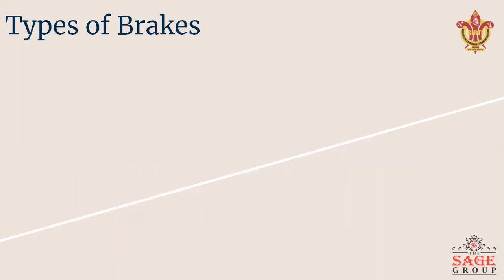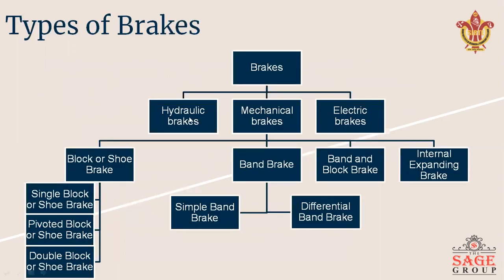There are different types of brakes. Here we can see the three types of brake: hydraulic brake, mechanical brake, and electrical brake. We will discuss the mechanical brake because mechanical brakes are in our syllabus. Mechanical brakes are further divided into four: block brake, or shoe brake, then the second one is band brake, then band and block brake, and internal expanding brakes.